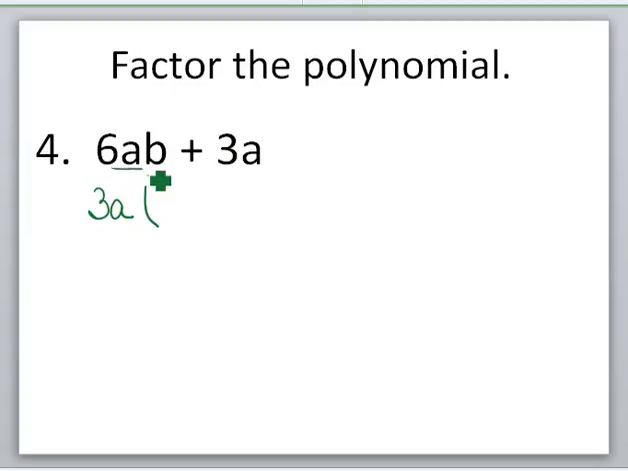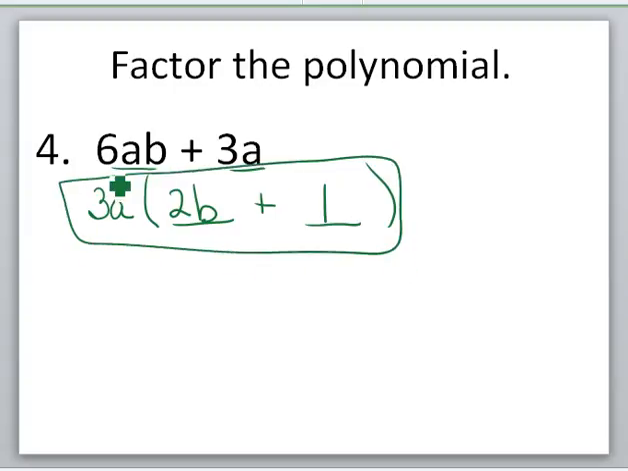You have 2 terms to start with, so you have 2 terms that you fill in the blanks for. Bring down your sign. 3 times what gives you 6? That'd be 2. You need an A and a B. 3A times what gives you 3A? And that would be 1. So there's your solution.